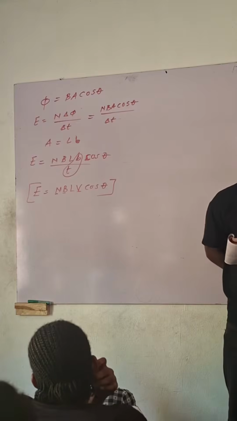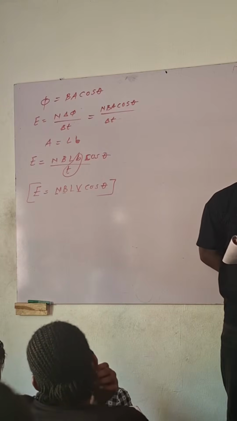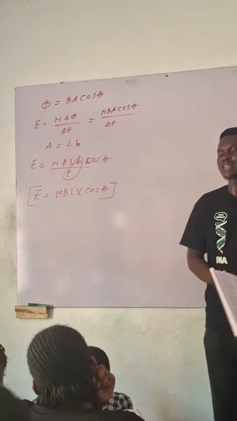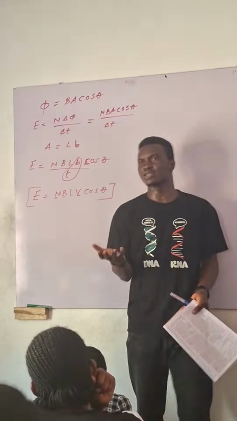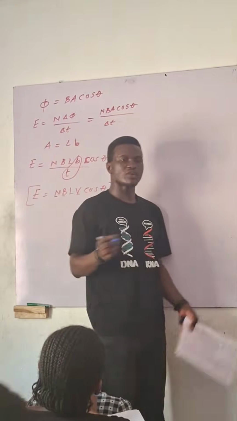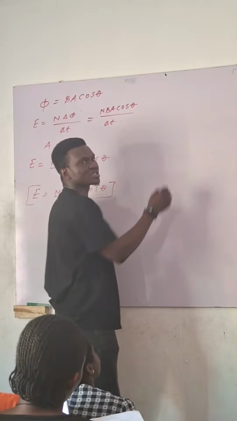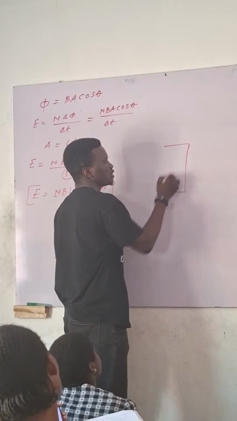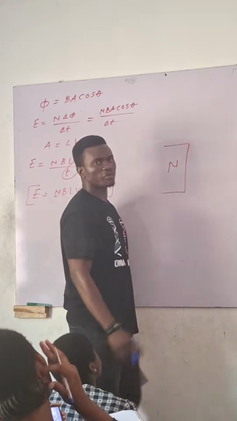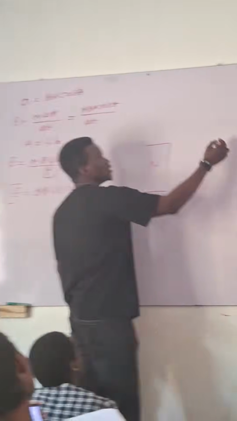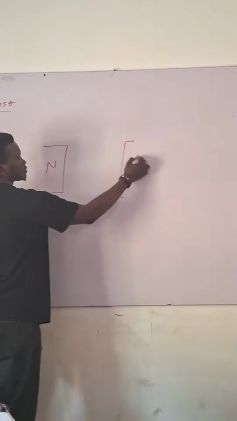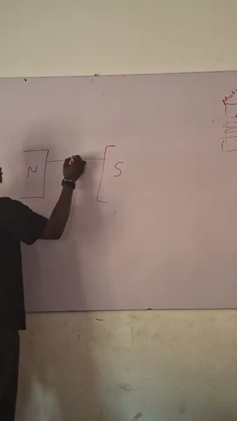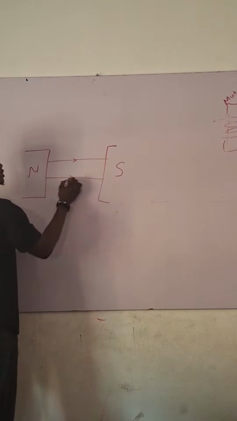Now, what do you want to use a light source to do in a galvanometer? Your galvanometer is an instrument. Let me just explain the basics of galvanometer. Just like what we explained the other time, understand it this way. You have a north side of the galvanometer and you have the south. Then you have the magnetic field running in this galvanometer.